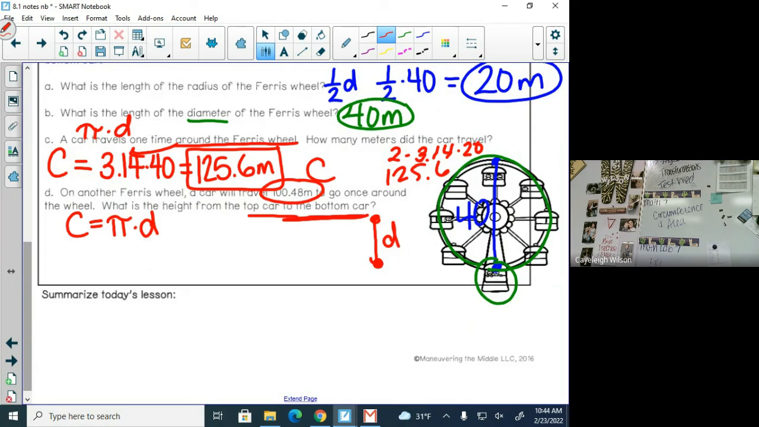Okay, well, let's fill in what we know. What is the circumference? 100.48. What is pi? 3.14. And I don't know diameter, so I'm going to leave that as d.